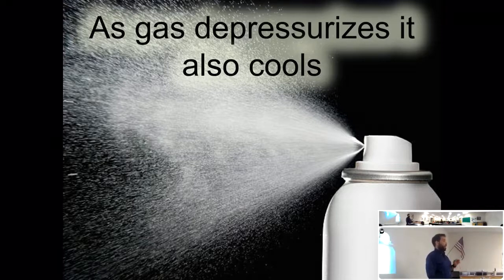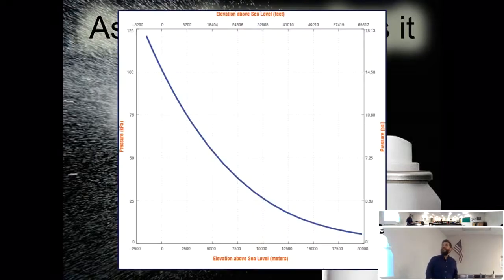One of the funny things about air is when it depressurizes and decompresses, it gets colder, okay? And what happens to air pressure when you go up? It depressurizes, right? Pressure goes down. Well, as pressure goes down, the air depressurizes and it cools off. And that is called adiabatic cooling. Adiabatic cooling, which is kind of a weird word.